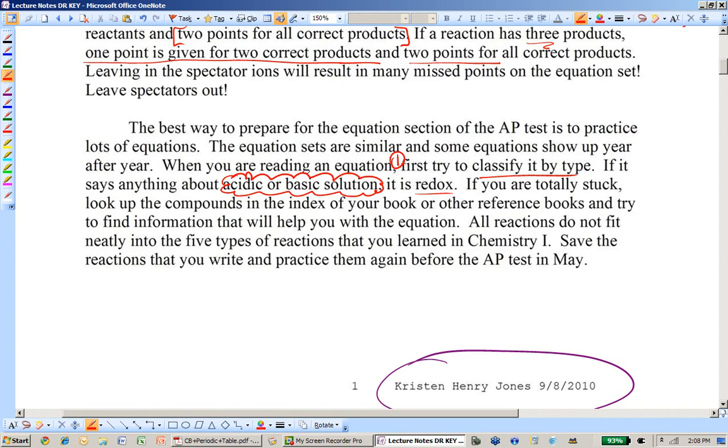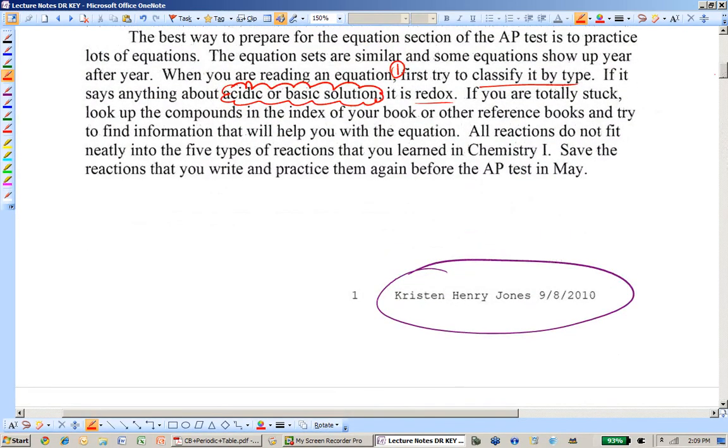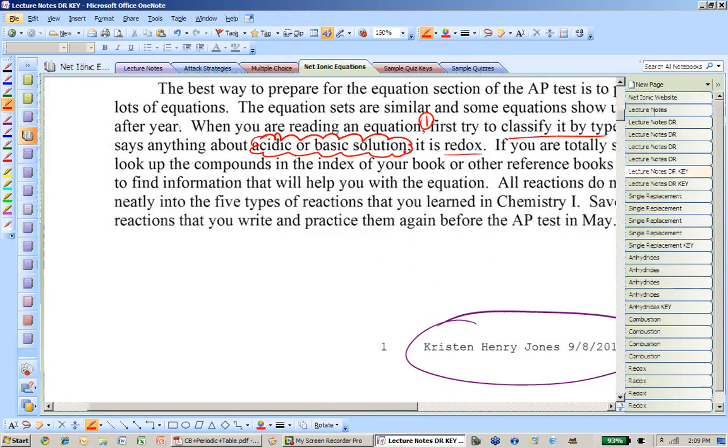But all reactions do not fit neatly into just one of the 5 types of reactions that you learned in Chem 1. You're going to learn a whole lot of things are redox and combustion, stuff like that. So save the reactions that you write, and you want to practice them again and again and again before the AP test in May.